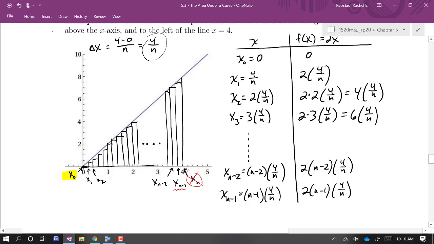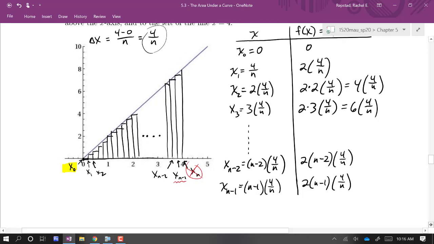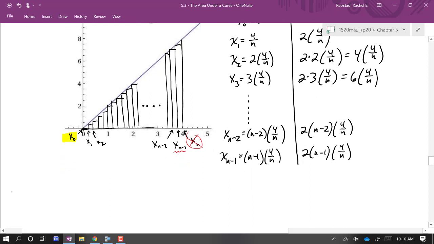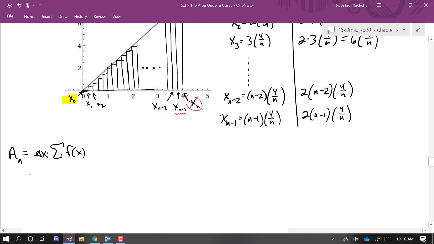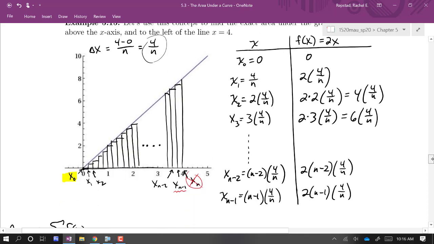So now we have this table made where we have the heights of all of these rectangles, right? Over on the right-hand column. We know that if we're going to find the approximate area using n rectangles, what we want to do is take delta x and multiply it by the sum of these heights. So our delta x is 4 over n, and the sum of these heights, that's just what we have here in the right column.